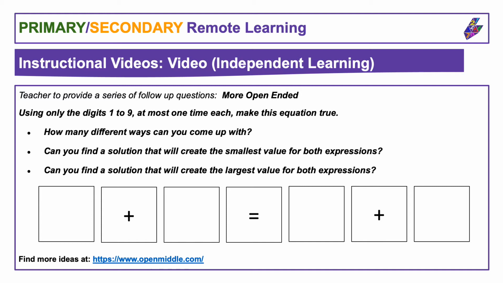So you can see here in this particular problem, and this one does connect back to that video that we were looking at, it explores the meaning of the equal sign and understanding how to write equations. So the instructions are: using only the digits 1 to 9 at most 1 time each, make this equation true. And then you can choose whether you include follow-up instructions or set parameters for the problem to make it easier or more challenging.